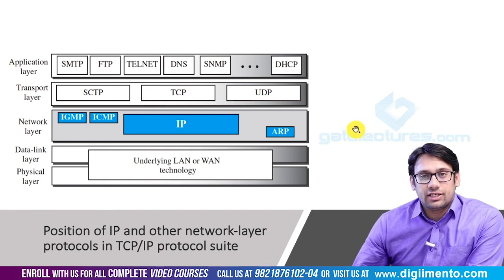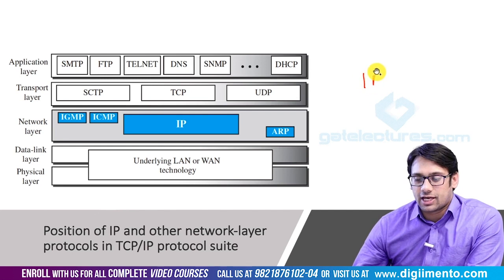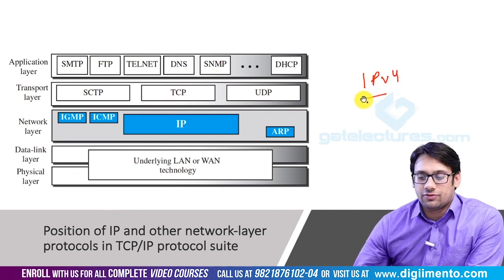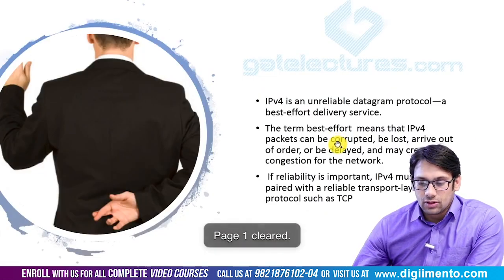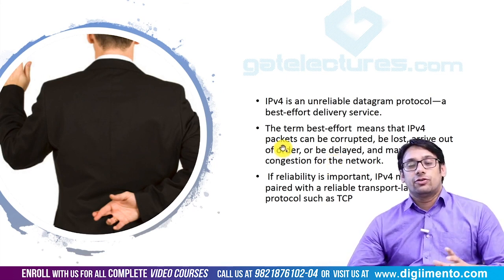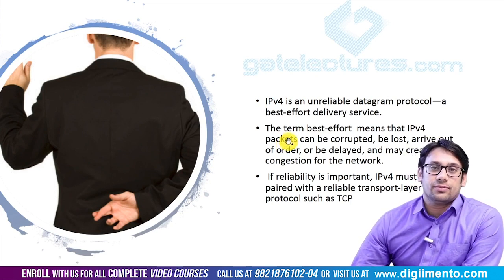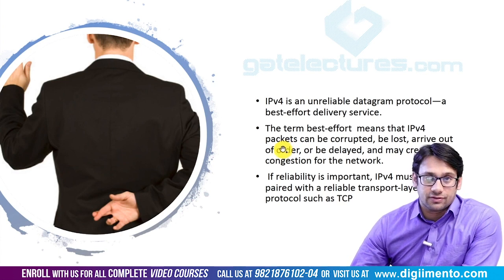So currently here we are studying the IPv6 protocol. Sorry, the IPv4 protocol. We are currently studying the IPv4 protocol, and we'll start with the header format of this IPv4 protocol, that is Internet Protocol version 4. Now, the first thing that you can encounter here is that the IPv4 protocol is an unreliable protocol. Why do we call it unreliable? Because it is basically a best effort delivery service.